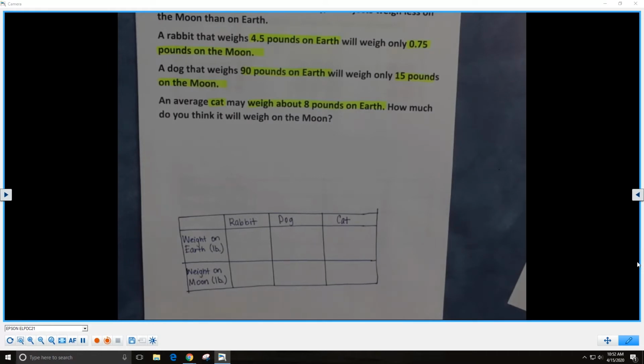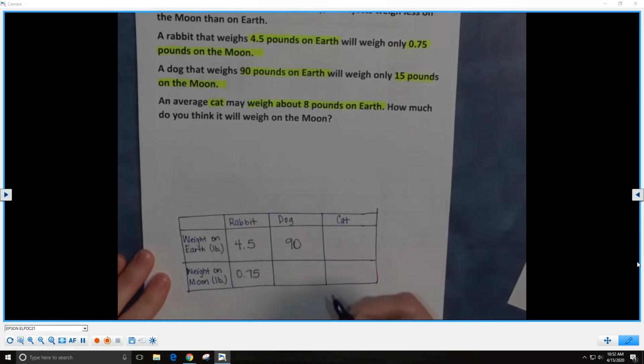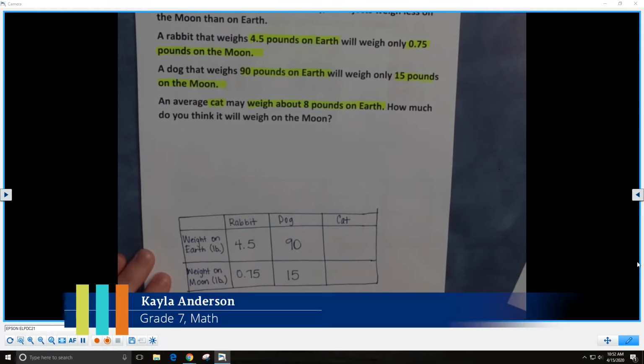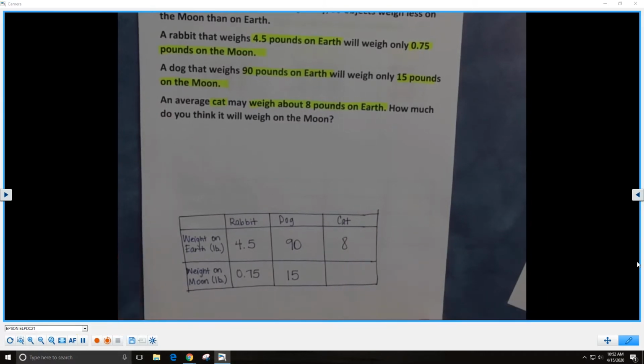So let's fill in what we know here. We know that the rabbit weighs 4.5 pounds on Earth and that it weighs only 75 hundredths of a pound on the moon. We know that the dog weighs 90 pounds on Earth and that it would only weigh 15 pounds on the moon. We also know that the cat we're discussing weighs 8 pounds on Earth, and we're trying to determine how much that cat would weigh on the moon. So what have we learned that might help us find the cat's weight on the moon?